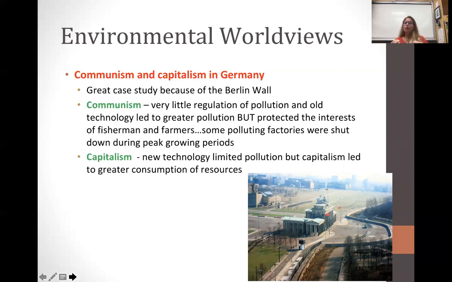But there was some understanding of the impact of that pollution. And during peak growing times, they would actually shutter the factories to limit the pollution to ensure that the crops would grow. Capitalism has regulations on pollution. We're not allowed to pollute a lot. We have newer technology. So as technology gets better, the amount of pollution released gets less. But we had greater consumption of our resources. We didn't really manage it. We didn't go with the seasons like communism.